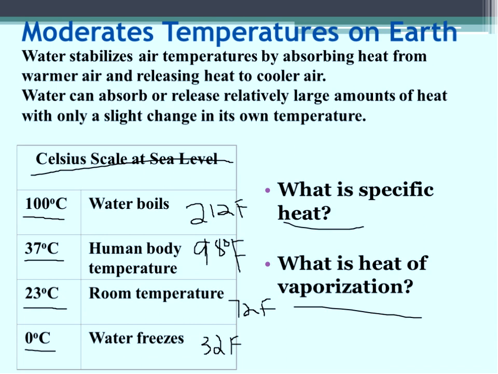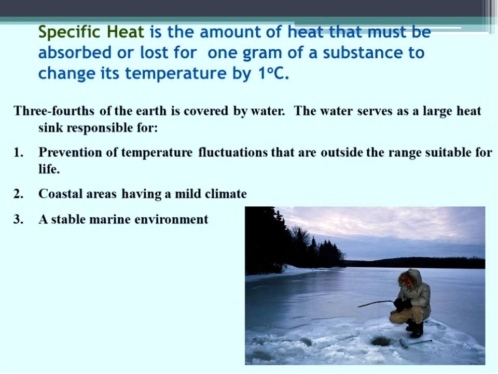So next we're going to talk about specific heat and heat of vaporization. It kind of deals with water moderating temperatures. Specific heat is the amount of heat that must be absorbed or lost for a gram of a substance to change its temperature. So in other words, specific heat, guys, just means the amount of energy it takes to change the temperature of it. You can change the temperature of some things very easily. Water has a pretty high specific heat, which means it takes a lot of energy to change the temperature of water. That's what that means.